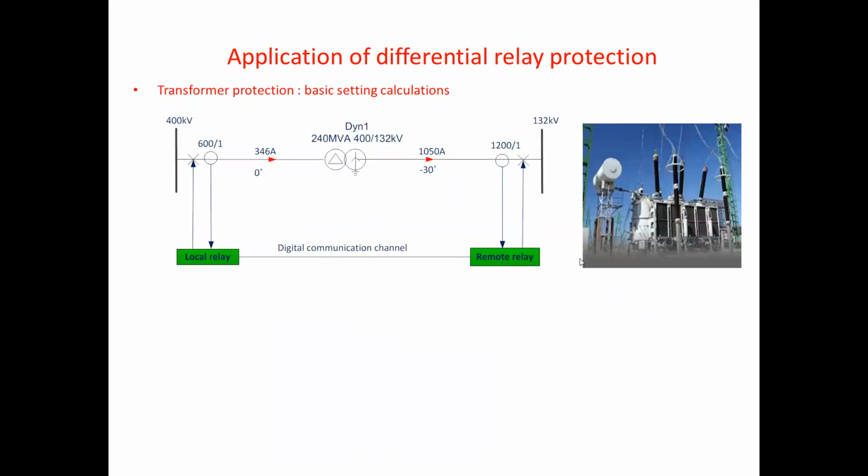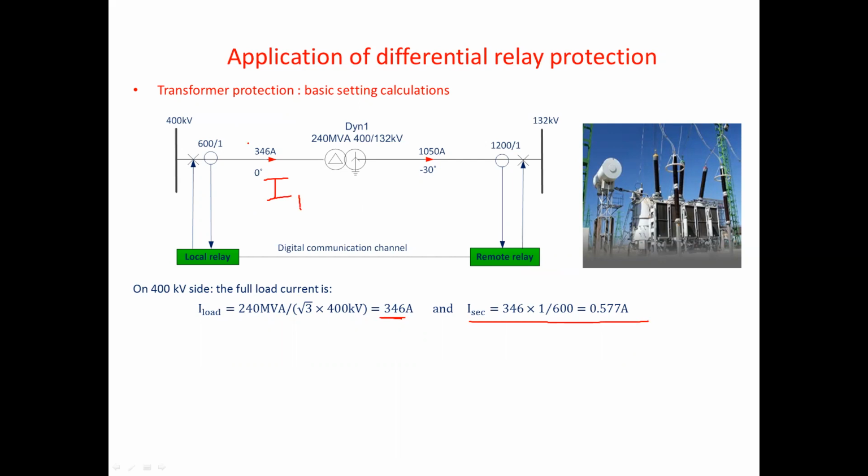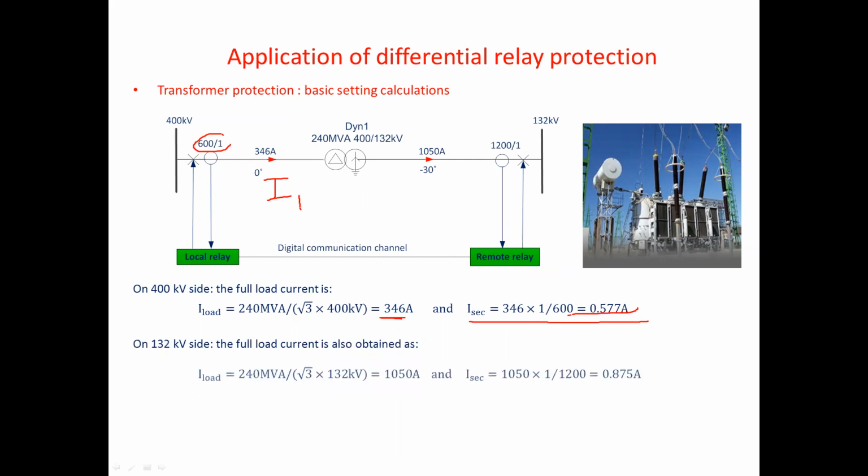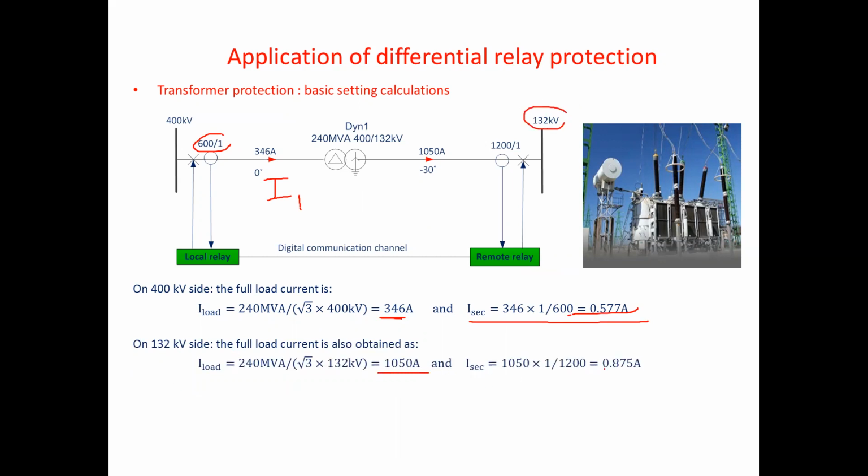So for instance, if we look at one of the applications, transformer protection, say we have a delta-star transformer, 400 kV down to 130 kV. We could calculate the full load current to be 346 amp, for example, on this one, I1. And the secondary current will be, we have to divide by the CT ratio, that is 0.577. On the LV side, the full load current will be 1050, and if we divide by the CT ratio, it is 0.88.